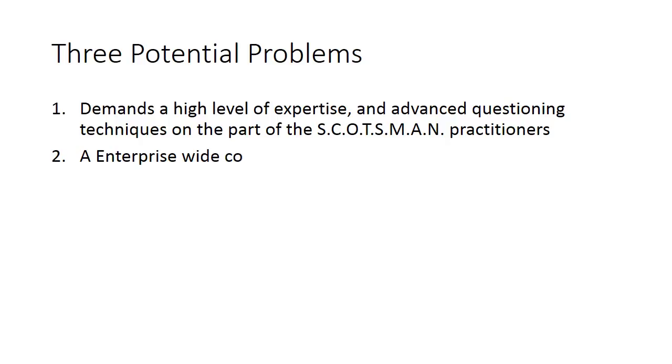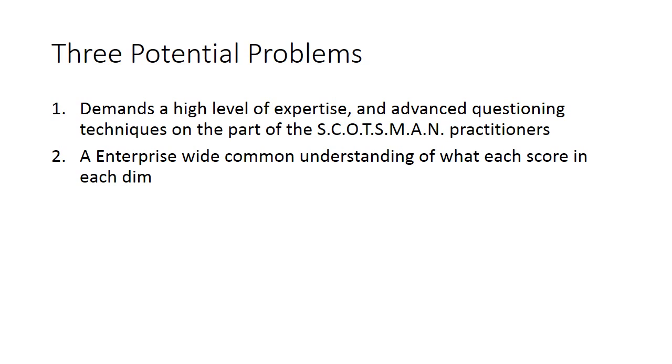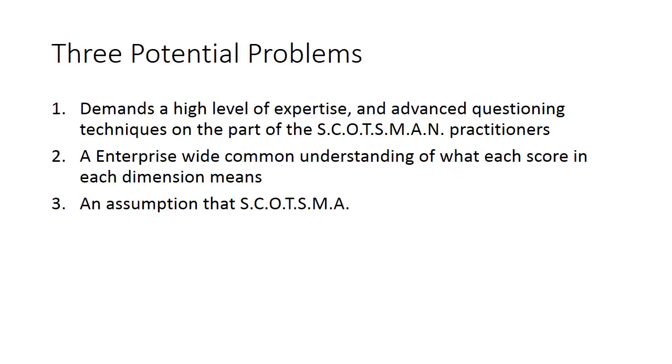Secondly, there needs to be a whole enterprise consensus as to what a 3 in originality means, because if Bob's rating of 3 is not the same as Sally's, then we have a problem in that we're using different rulers to measure our opportunities. The third issue is that the simple system assumes that raw Scotsman is perfect for every enterprise. I think it has a couple of flaws in, which we'll take a look at later.